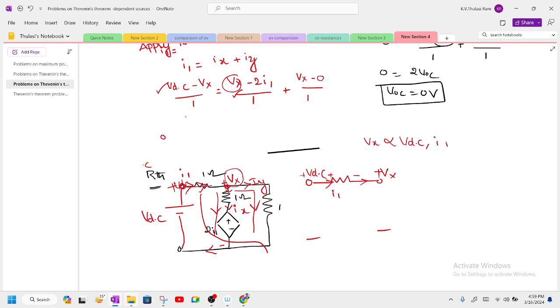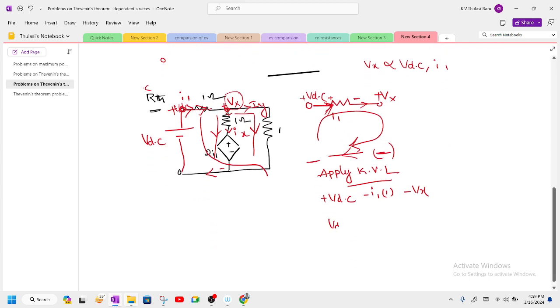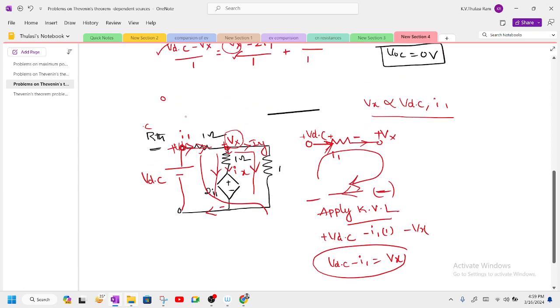So when you see here, the current is leaving. I want a relation between these three sources, so I'm going to apply Kirchhoff's voltage law to link all of them. I write VDC, and the current leaving gives minus I1 into 1, but the leaving polarity of this is minus Vx. So we can write VDC minus I1 is equal to Vx. So successfully we expressed Vx in terms of VDC and I1.